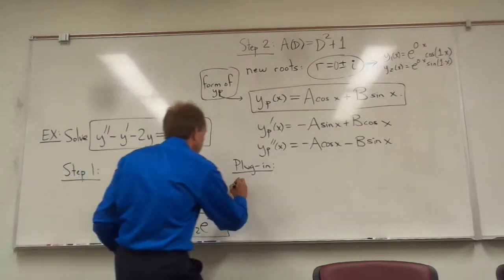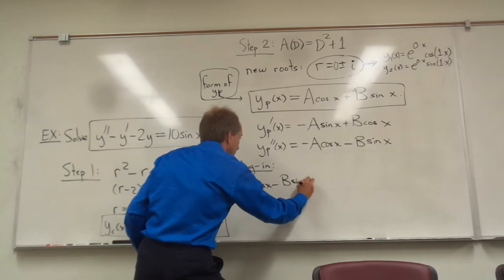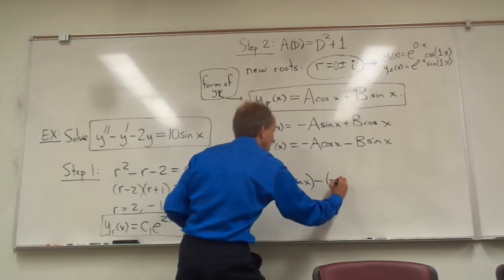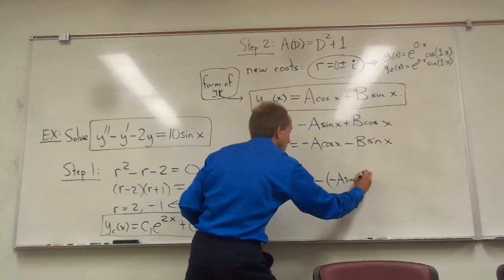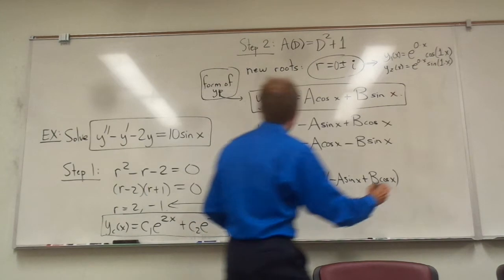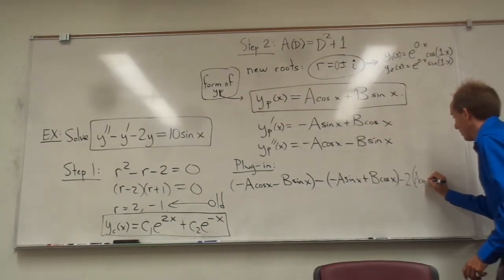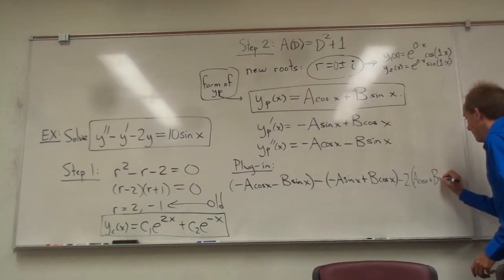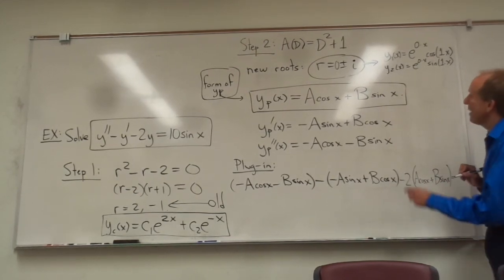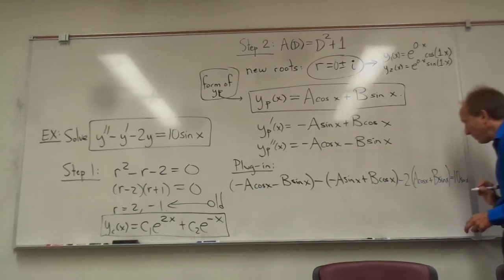I have the second derivative, negative a cosine x minus b sine x. And then minus y prime, that's negative a sine x plus b cosine x. And then minus 2 times y, so minus 2 times a cosine x plus b sine x. This takes a lot of room. And then that all has to equal 10 times the sine of x.